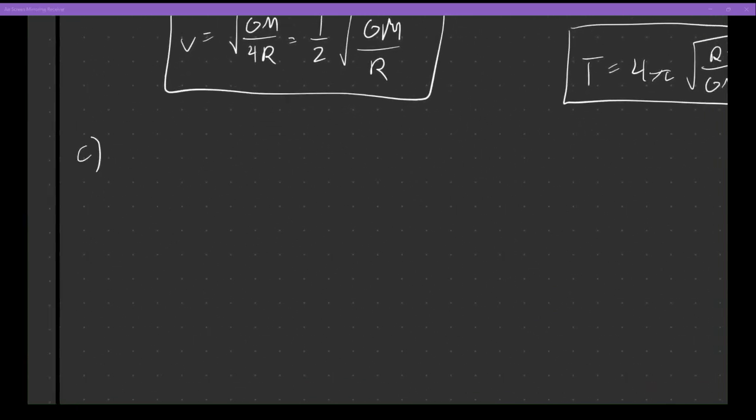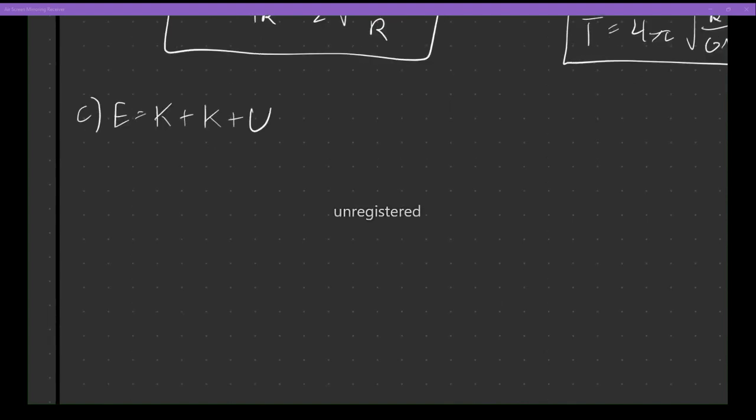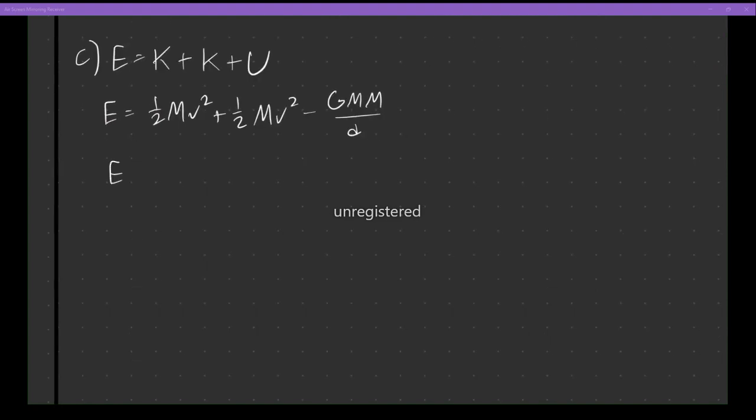Alright, so now for part C, it's asking for total energy in the system, so I know that it's going to be equal to the kinetic energy of one mass plus the kinetic energy of the other mass plus the gravitational potential energy. So I can expand this out, so 1/2 mv squared twice, minus GMm over d, and then I know that the first two terms can combine, so it's just going to be mv squared.